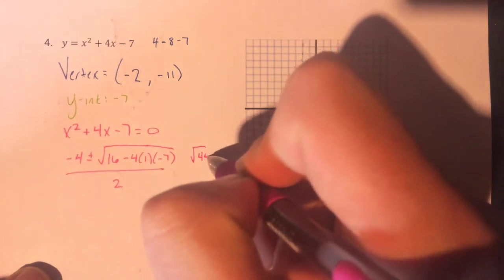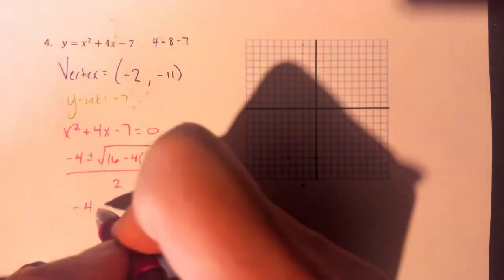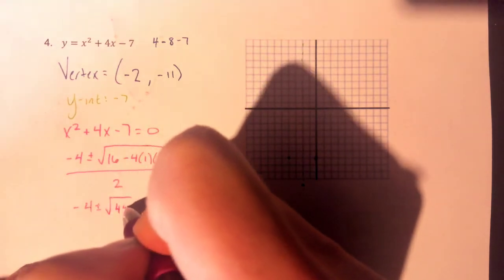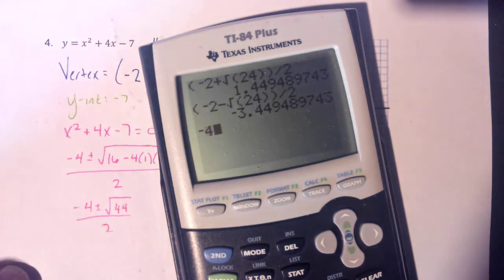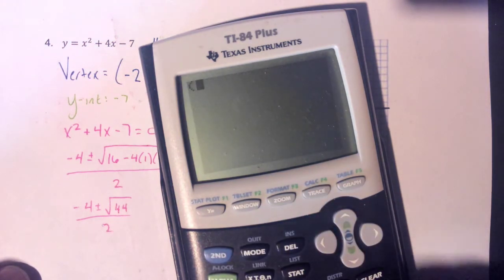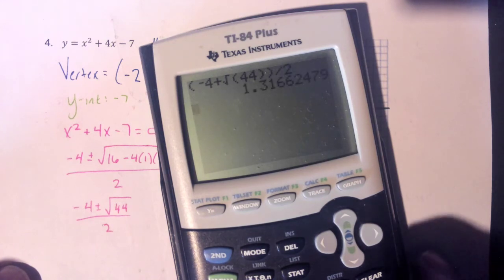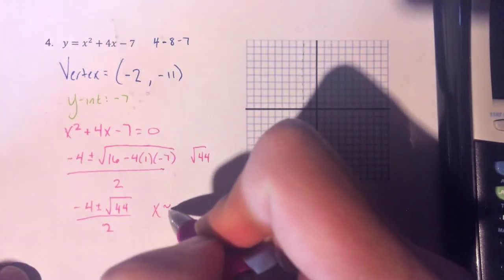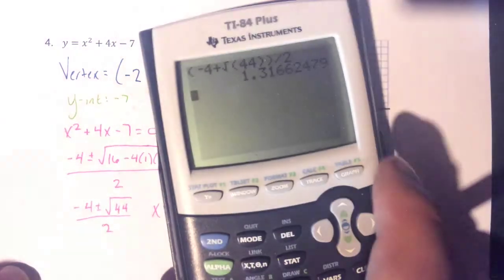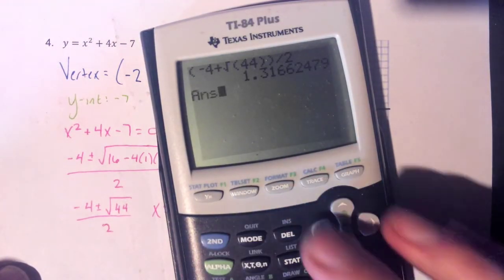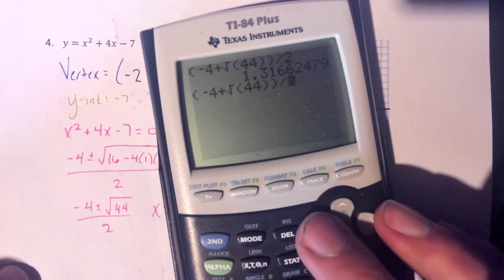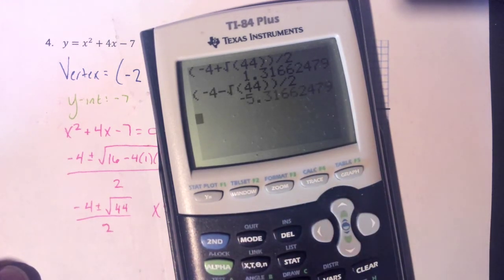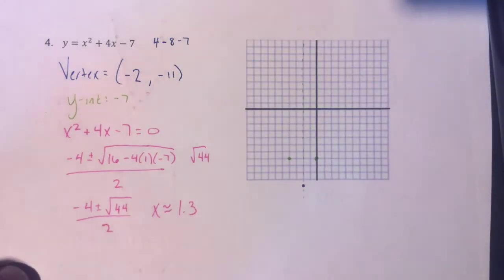The square root of 44 does simplify, but I'm going to end up typing it into my calculator, so I'm just going to leave it and make fewer mistakes that way. Okay, so in my calculator, negative 4 plus, oops, I forgot to put the whole thing in parentheses. Negative 4 plus the square root of 44 all over 2. That's about 1.3. So x is about 1.3. And negative 4 minus the square root of 44 all over 2 is about negative 5.3.